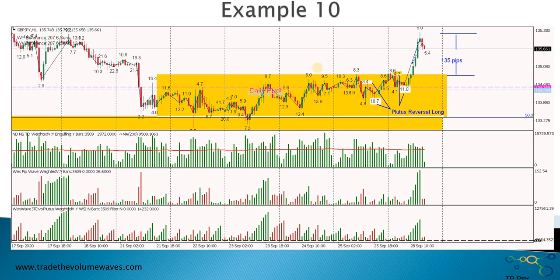GBP JPY, another messy range. Okay, same story again. What do we have on the exit? Well, where's my mouse? There you go. I'm losing my mouse. So, what do we have on the exit again? Plutus reversal long. And another Plutus reversal long, right here. Result, 135 pips. Here, actually, you can see my actual orders that were placed.